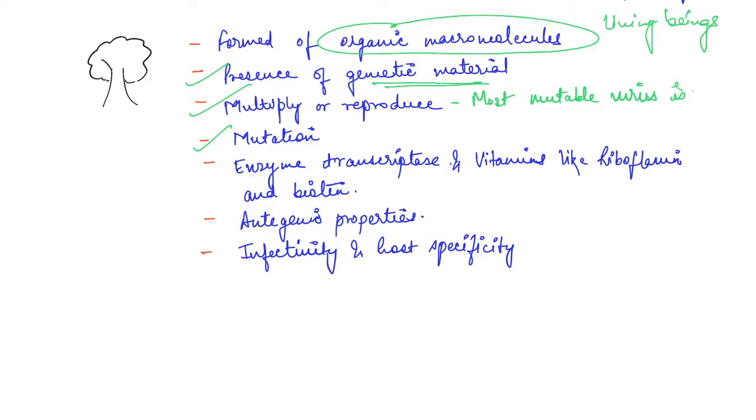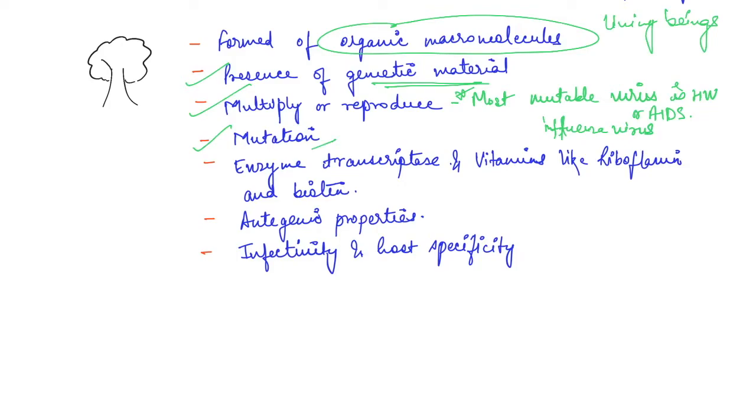They can multiply or reproduce, they can have mutation, occurrence of mutation is present, and the most mutable virus is HIV or AIDS. So just remember this point. Okay, this is important, that the most mutable virus is HIV or AIDS, and it is followed by influenza virus. Okay, so they can mutate.